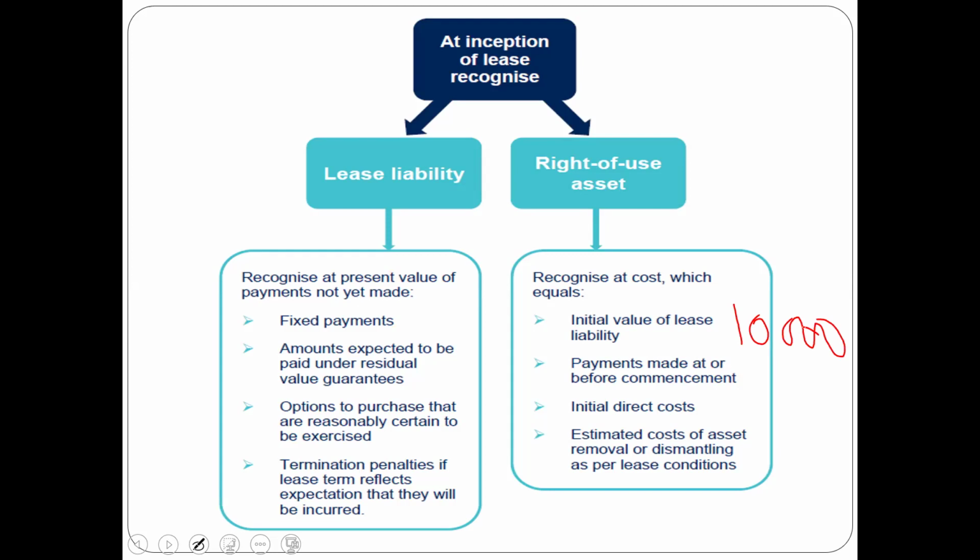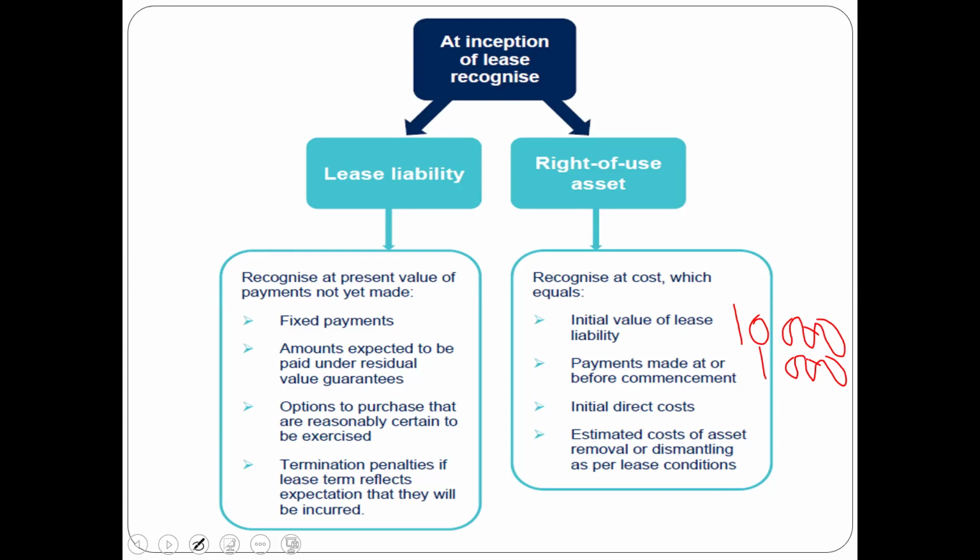Then, what are the payments that you have made at or before commencement? So let's say, for example, the owner of the property said, I want you to pay a deposit of 1,000 now before you enter into the building. So that 1,000 you have paid is part of the right of use asset. So we are going to add it to the 10,000 that we said was the fair value, or the amount that the owner of the building would have asked for if he had actually sold that building on that particular day.